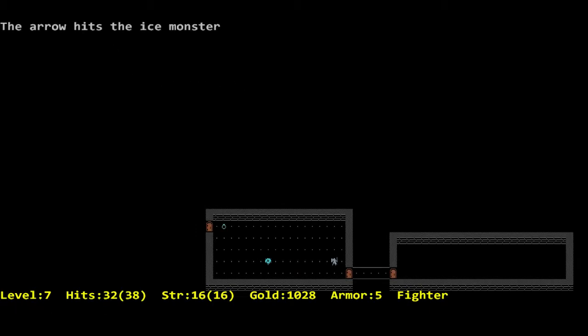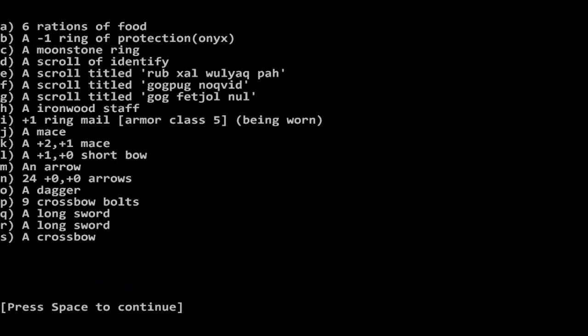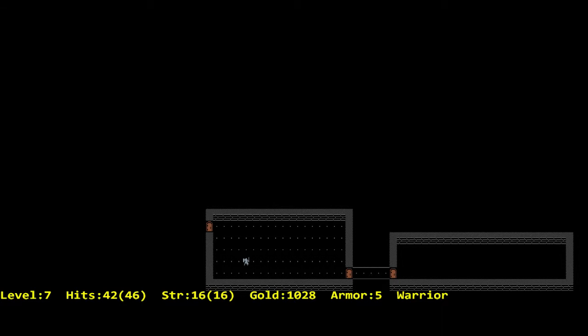Let's just throw an arrow at the ice monster. Another one. And killed. Yes, awesome. And we are a warrior now. Fantastic. And we have found a moonstone ring. We could also try identify that. But if we are gambling for removing curses, and we actually don't need to... Fuck it, this is just going to be a one-shot.